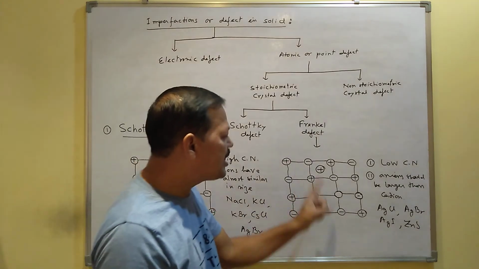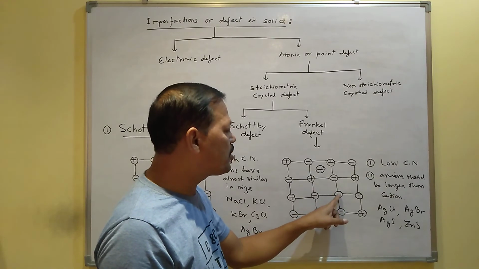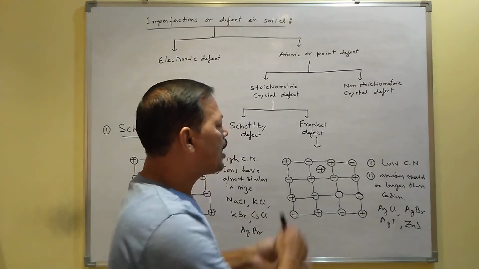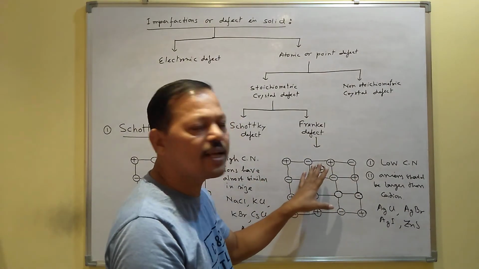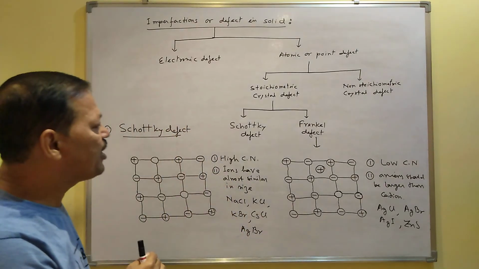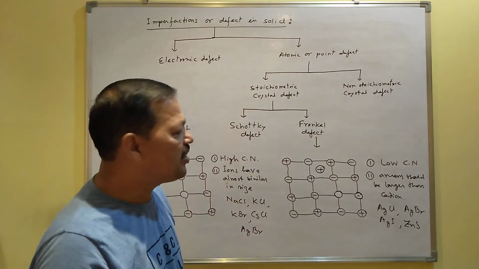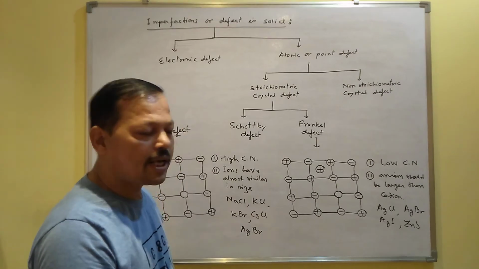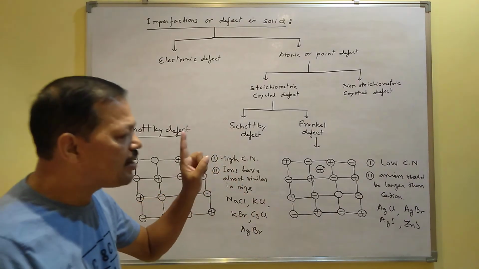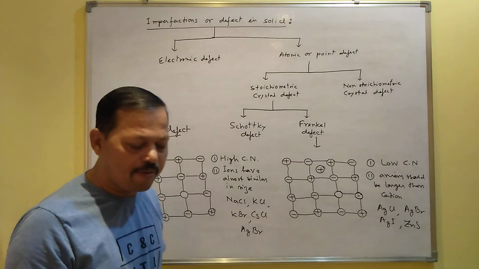But in Frenkel defect, since the ions remain inside the crystal, one is just displaced from its normal position and occupies the void. I mean, the number of particles inside the crystal remains the same, so the mass of the crystal remains the same. That's why the density also remains the same. So a solid which shows Schottky defect has a decreased density, but a solid which shows Frenkel defect has the same density. These are the main points of difference between Schottky defect and Frenkel defect, and they are very important for the exam. Write some points of difference between Schottky defect and Frenkel defect.